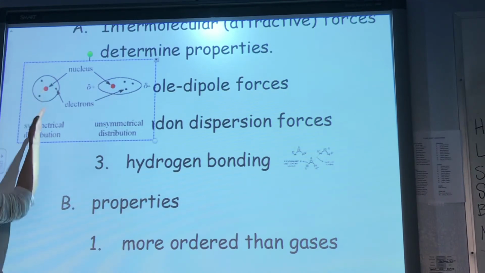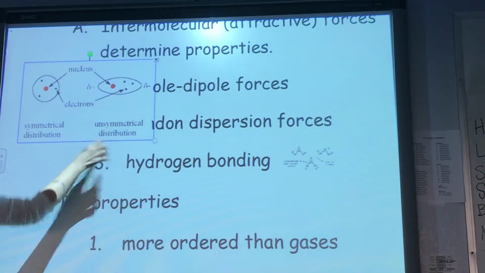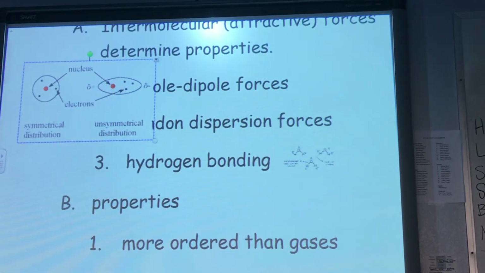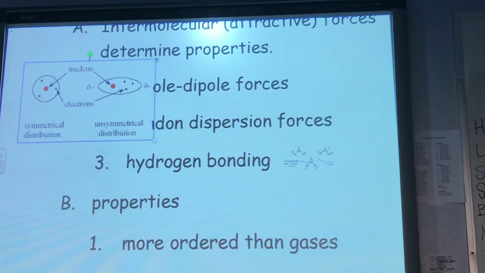Okay, and so this is symmetrical. The electrons are all equidistant from the nucleus, and they're all equidistant from each other. So that's symmetrical. But because the electrons are free to go wherever they want, sometimes they end up like this, in an unsymmetrical distribution, which means that all of them are on one side or the other of the nucleus.